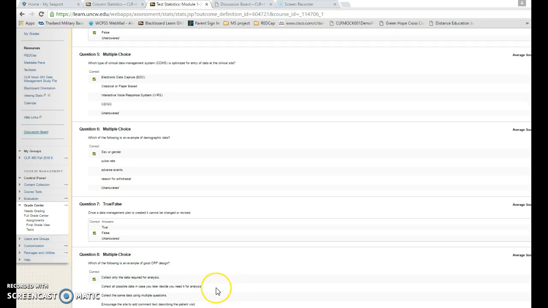If you collect all the data you might need in case you need it later, that's generally not a good idea. You have to collect and clean that data. You're asking the site and the patient to generate it, and you might not ever touch it. And the same thing here: if you collect the same data using multiple questions, you also potentially run into a lot of issues because you're introducing more possibility for human error. So avoid collecting the same data thinking you're going to reconcile it. Collect it once, make sure your question is clear so you get good compliance, and move on.